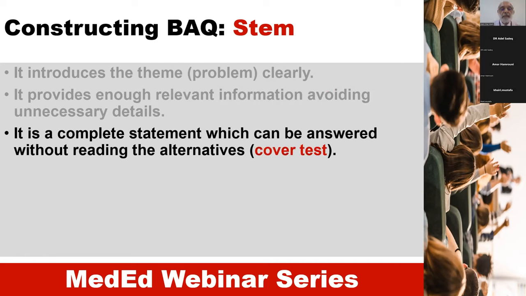The stem is a complete statement which can be answered without reading the alternatives. So this is what we call the cover test. This means that a good student will be able to answer that question even if the options are hidden. The stem is so clear that a good student would be able to answer the lead-in question even without looking at the option list.